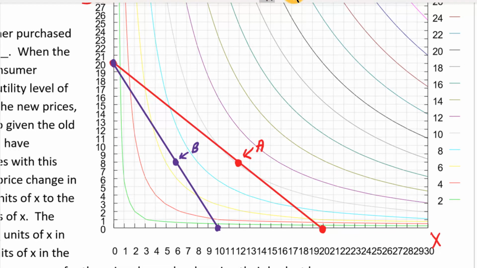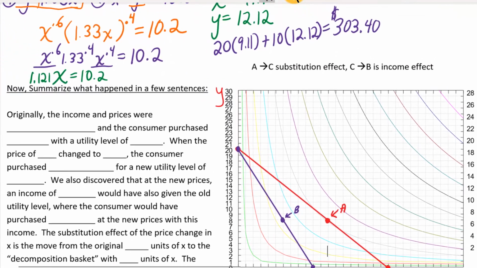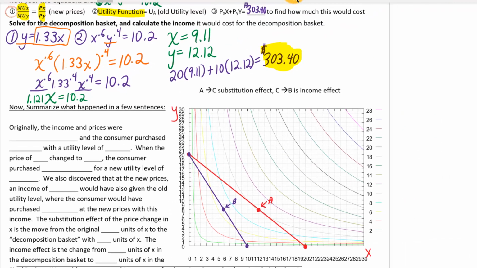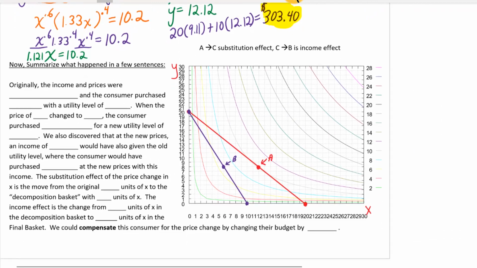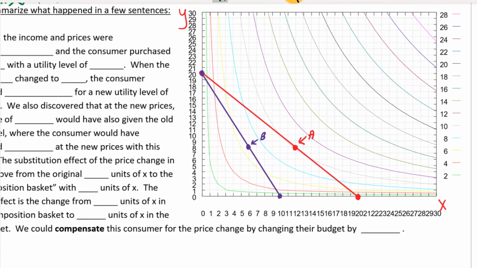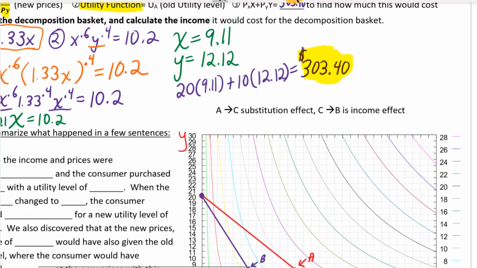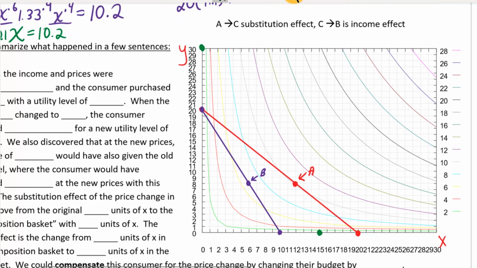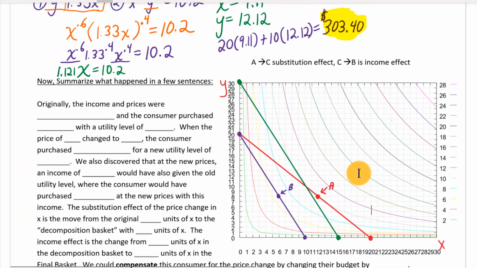All right, and then we want to graph this hypothetical decomposition basket solution here. So what we want to do here is take this budget of $303 and figure out how much X we could afford if we had $303 and X cost $20. Well, 303 divided by 20 is going to be about 15, right? So I'll do this in green. So about 15. And then $303 divided by 10. That's how many Y we could buy. That's going to be up here a little bit off of our graph, but not so much that it's that big of a deal. And now let's graph that hypothetical solution.